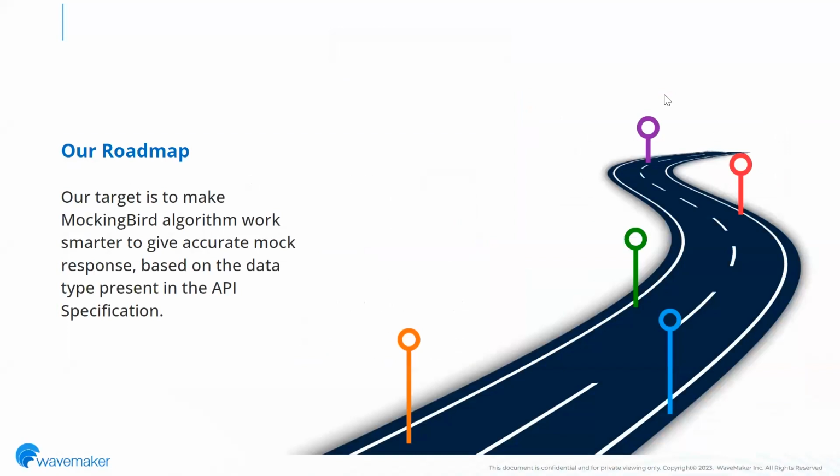As I said earlier, the Mockingbird feature can be used right away on our WaveMaker online version and also the latest enterprise versions. The current version 1 Mockingbird is a basic version of API mocking. We have a lot more to do to make it complete, as we have the foresight to make this work magically for the WaveMaker developers. Overall, our target is to make the Mockingbird algorithm work smarter to give accurate mock responses based on the data types present in the API specifications.